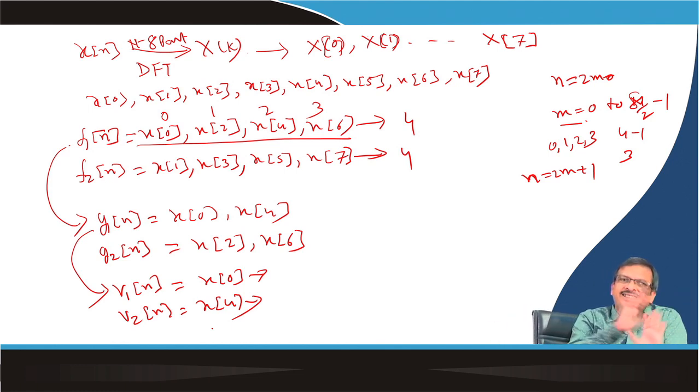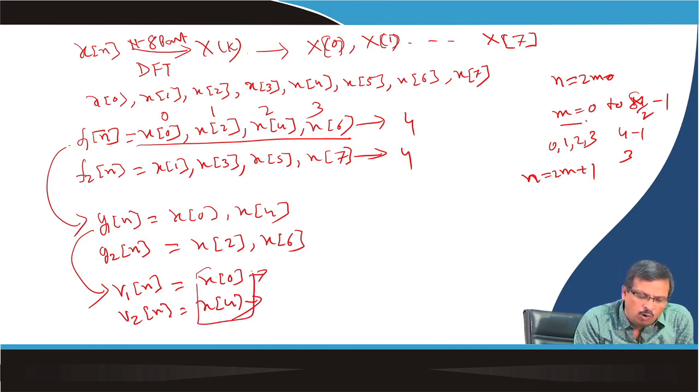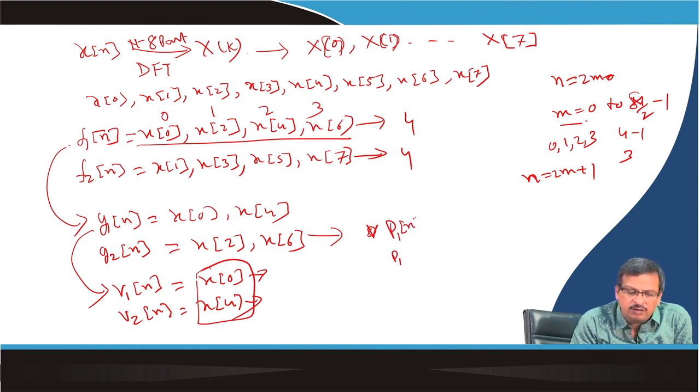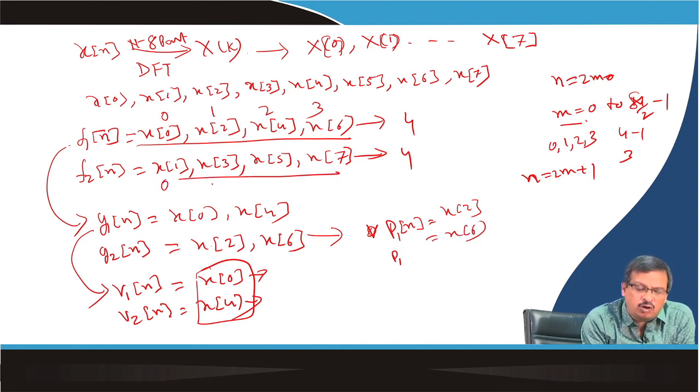So, I divided the signal in this way. So, what is the group of the signal? 0, 4. Similarly, if I divide this sequence, let us say instead of v, let us say p1, p2. So, p1[n] will be this sequence, x2 and x6. Similarly, I divide this sequence, this is 0, 1, 2, 3. So, 1 and 5 will be clubbed together and 3 and 7 will be clubbed together.